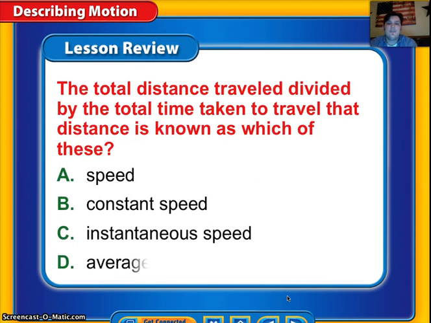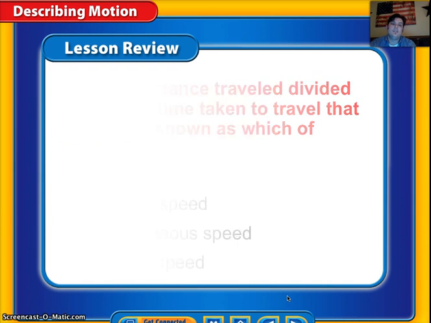Alright, let's see if you can answer this. Just use your fingers or in your head. The total distance traveled divided by the total time taken to travel that distance is known as which of these? Total distance divided by total time. If you said average speed, you really got this down.